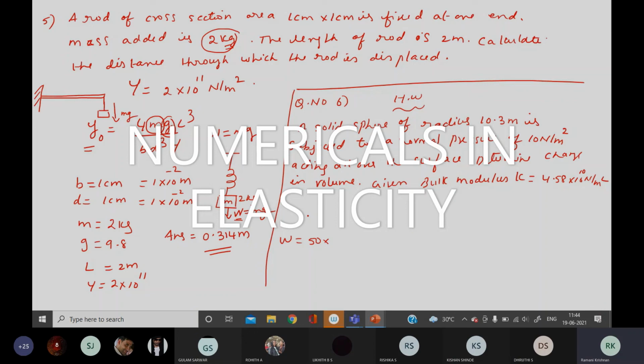So it is about bulk modulus. They're talking about bulk modulus, isn't it? So what they're saying is, I have a sphere, and the force is acting all over the body. Determine the change in volume. Let us see what formula you are applying. Bulk modulus is given as 4.58 into 10 power 10 Newton per meter square.